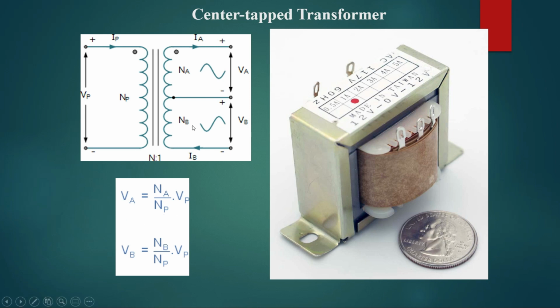Here we are using a transformer at the input. The transformer is used to reduce the input AC voltage. The AC voltage is higher, and if we give very high voltage directly to our device, it may get damaged. So we use the transformer. A transformer has one primary and one secondary winding.